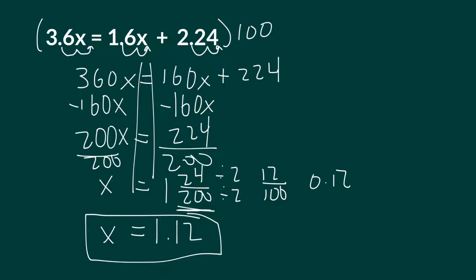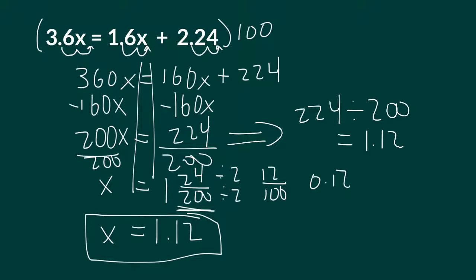Using a calculator, I could have gone straight from here and done 224 divided by 200, which would have given me the 1.12 right inside the calculator. But without the calculator, we'd still end up with the same answer as long as we worked it out properly.